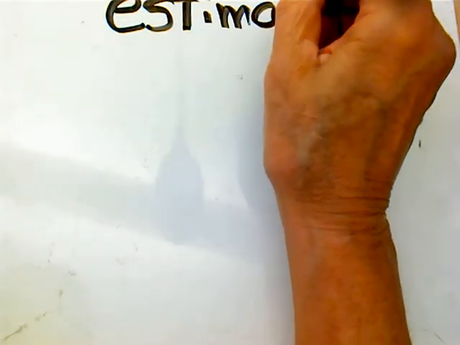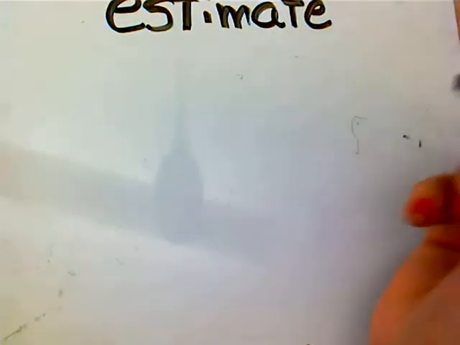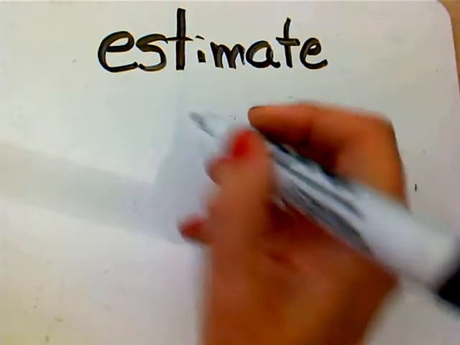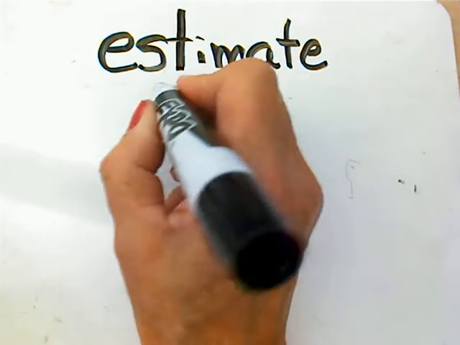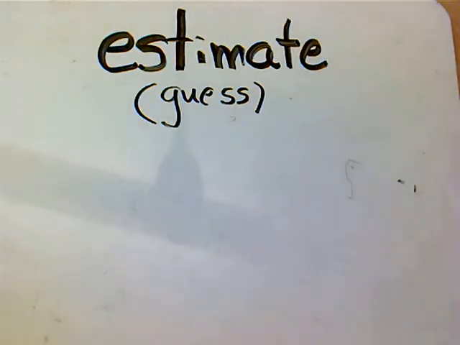Estimate. When you estimate something, you're taking a really good, and I'm going to use the word guess. When you're estimating, you're taking a good guess, but usually that good guess is based on something that you already have a pretty good idea about. We're going to be talking about two things to use for estimation today.